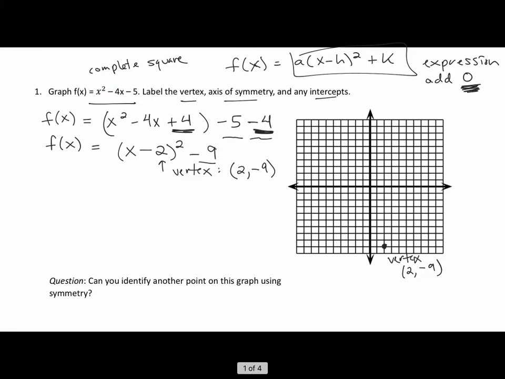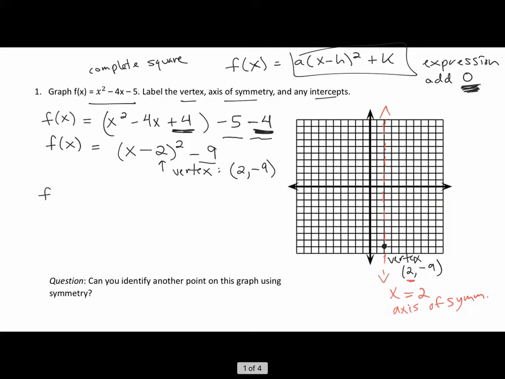Now I need axis of symmetry and intercepts. So I'm going to go for the intercepts first. I guess it doesn't matter. Let's do the axis of symmetry. That goes through the vertex as a vertical dashed line, so x equals, in this case, 2 for the axis of symmetry. But I don't have any other points yet, so let's get some points here.